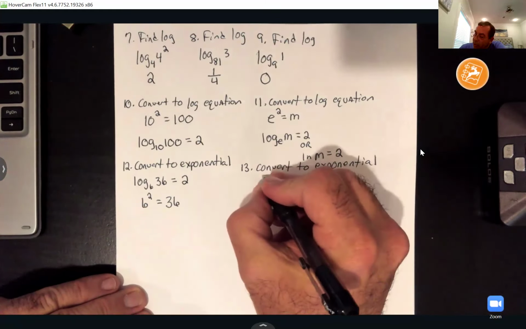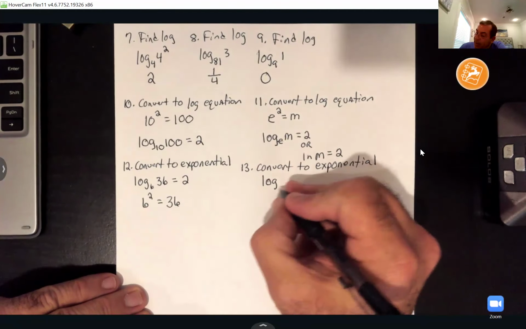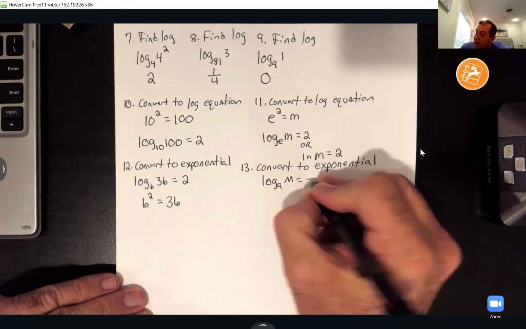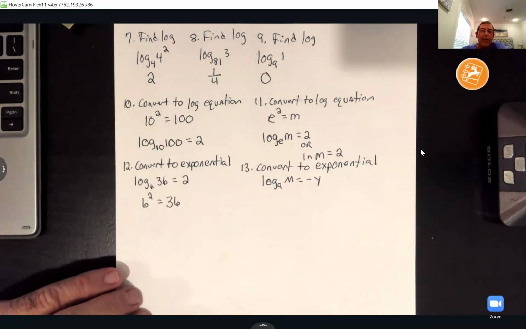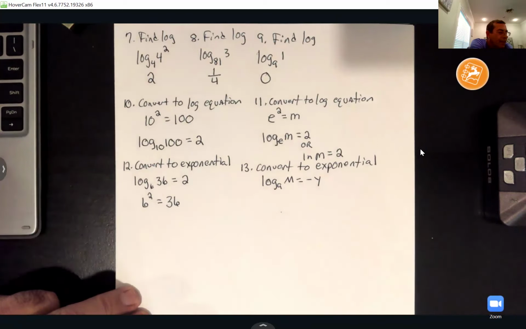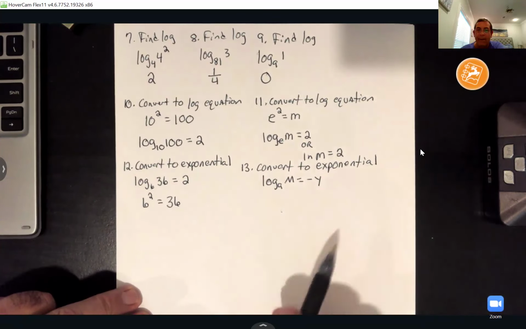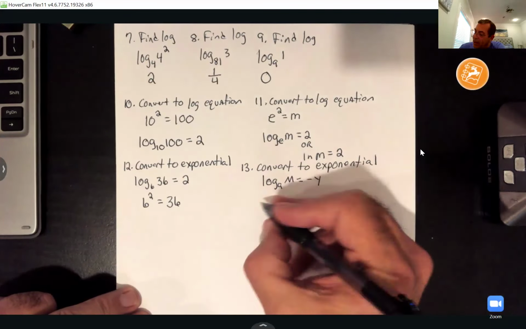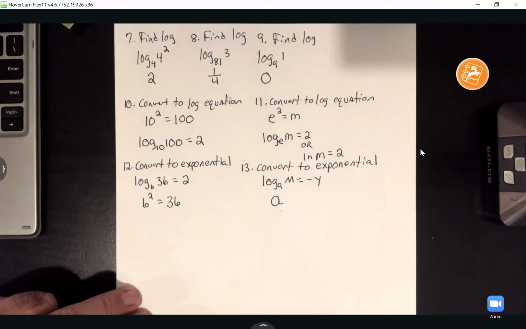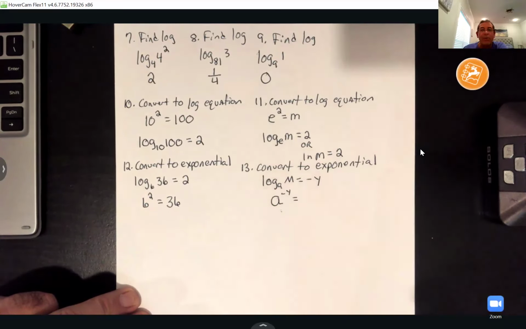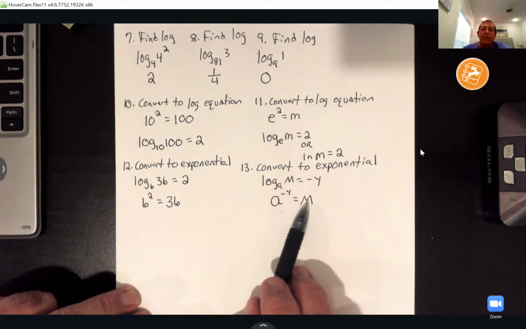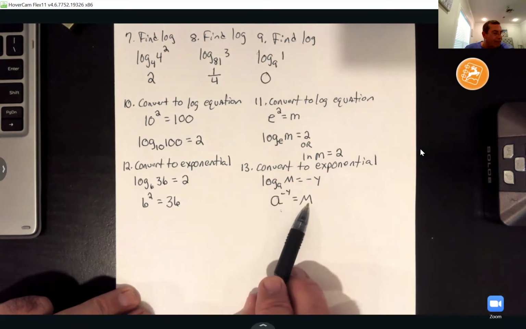All right, y'all. So I'm gonna give y'all a trickier one. Log base a of a capital M equals a negative y. So the first thing I need is my base, y'all. Remember, the base is the same as the base of the log, so that's going to be the a. Exponent, negative y, and that's going to equal M. Now, the only thing you got to watch out for on this is use capital letters when they use capital letters, okay?